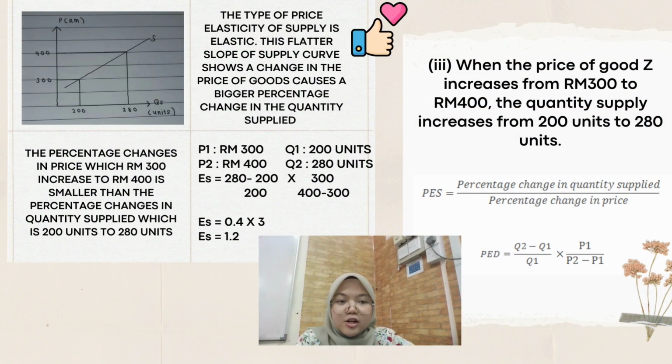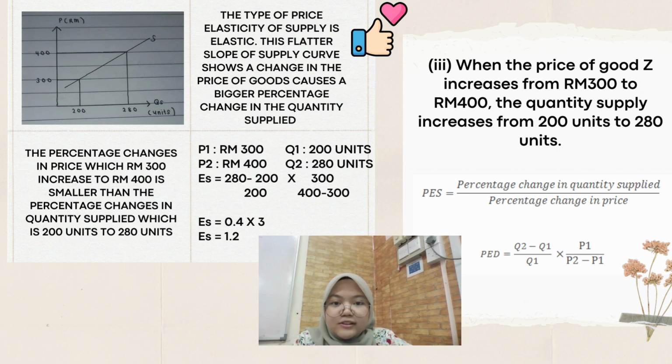For question number 3, when the price of good Z increases from 300 ringgit to 400 ringgit, the quantity supplied increases from 200 units to 280 units. From this formula, P1 shows the original price of good Z is RM300 and P2 is the new price of the good, which is increased to 400 ringgit. Q1 represents the original quantity supplied when the price is RM300, which is 200 units, and from the question, Q2 is increased to 280 units. Hence, the elasticity equals 1.2. The type of price elasticity of supply is elastic.